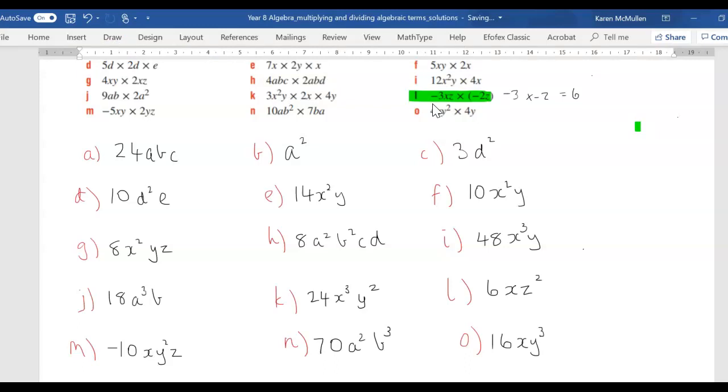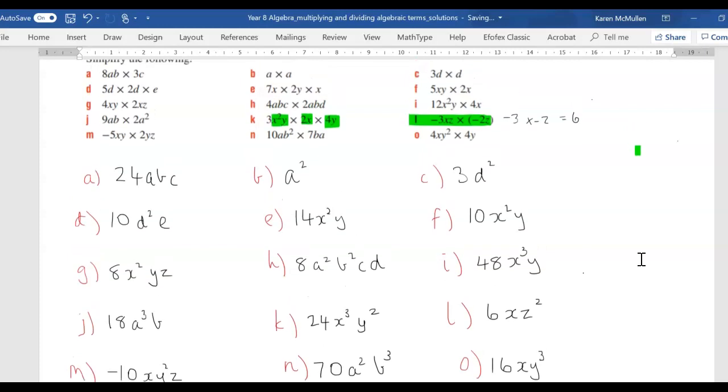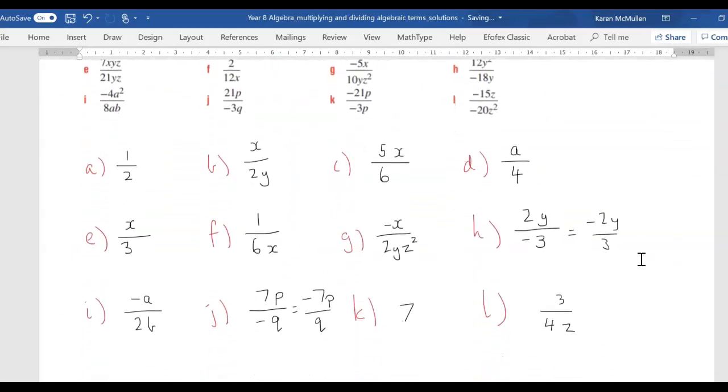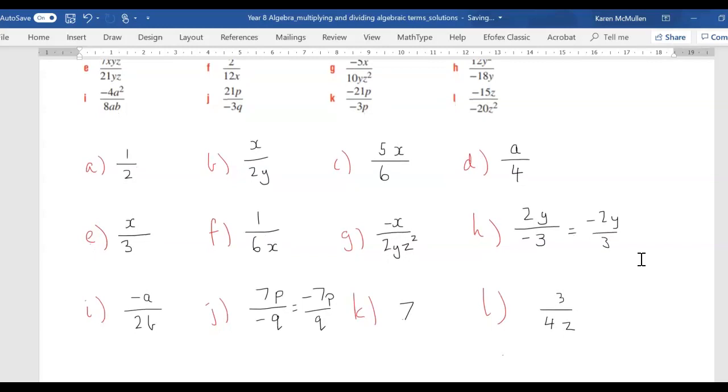Another tricky one, maybe here, is the x squared y, the x and the y. For question K, you can see I've done the 3 times 2 times 4, which is 24. Then we've got x squared times x, which gives you x cubed. And then y times y gives you y squared. I don't think there were too many other tricky ones there. The division, though, was a lot harder, so I might just leave that there for you to quickly check.